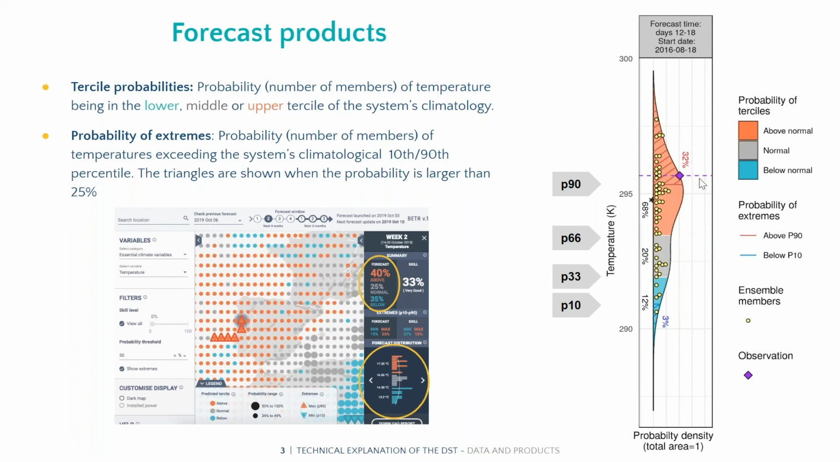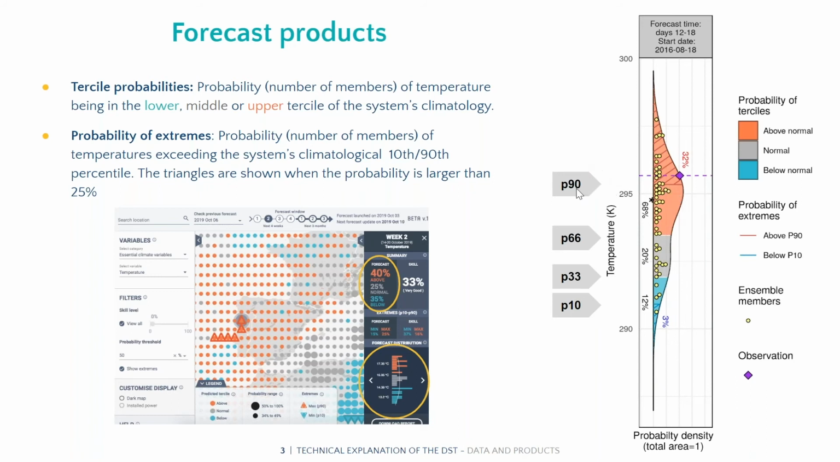To compute these probabilities, we take the members that fall within, for example, the higher tercile, the above normal tercile, and we divide by the total number of members, and that gives us the probability of the temperature being in the above normal tercile. In this case, we proceed the same way for all the variables.